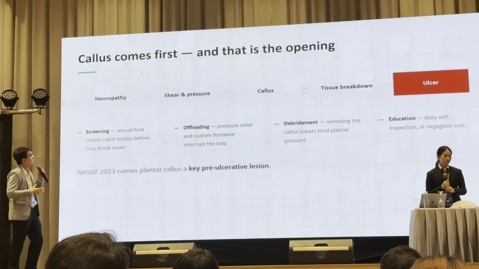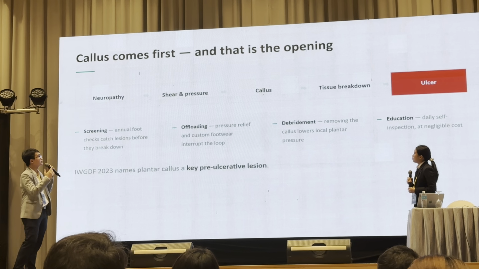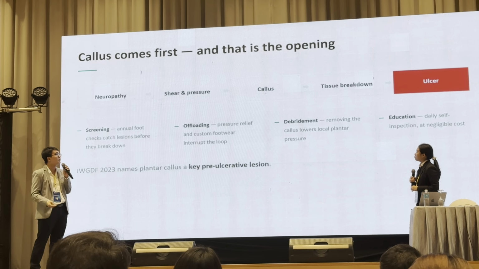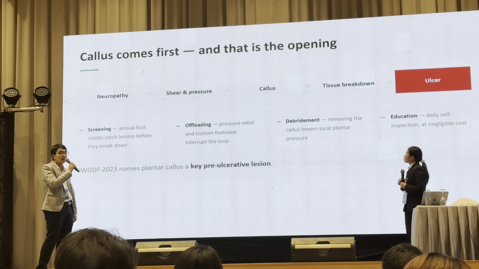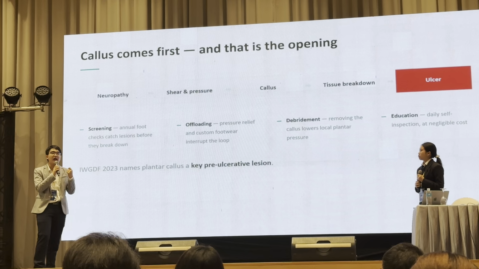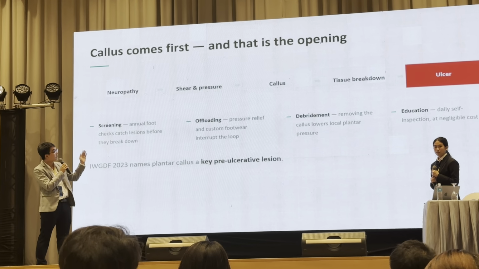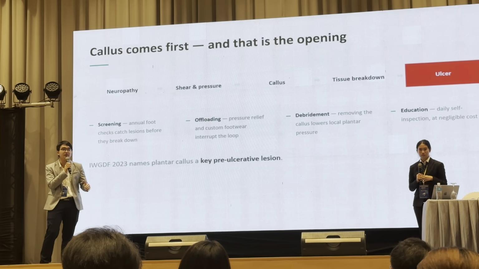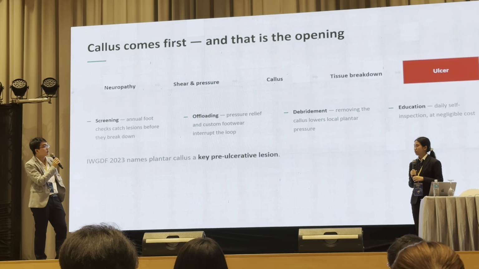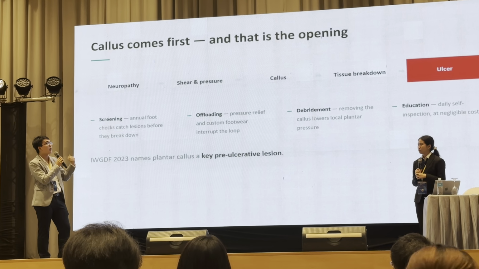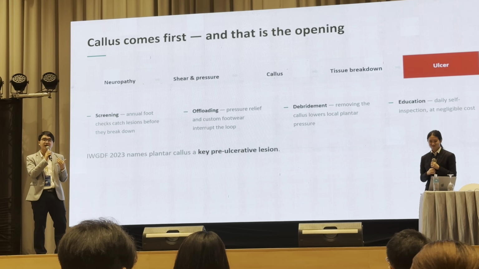One of the most common ways to fix and prevent these issues is through various methods, such as screening, offloading, education, and debridement. But as you can see, callus stands right in the middle as both the symptom and the cause of the ulcer. And the callus is like a key pre-ulcerative lesion that, if caught in that stage, allows us to take care and deal with the ulcer beforehand. And preventing is the best step and the best way to treat something.